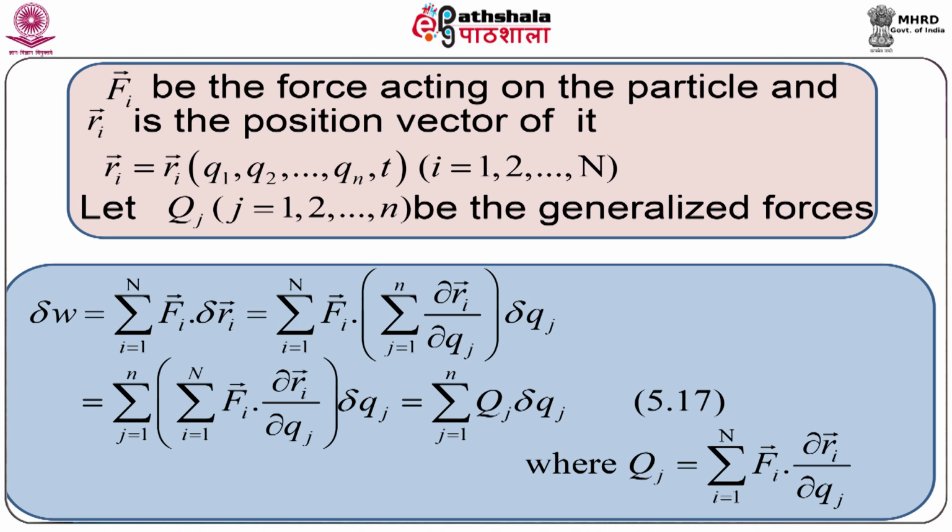Here we have interchanged the summation. This gives summation over i equal to 1 to capital N of capital F_i vector dot delta r_i vector equal to summation over j equal to 1 to n of capital Q_j delta q_j, where capital Q_j equals summation over i equal to 1 to capital N of capital F_i vector dot del r_i vector by del q_j.